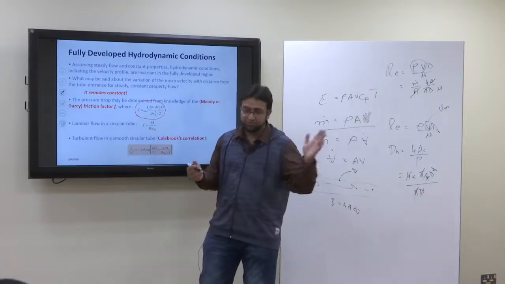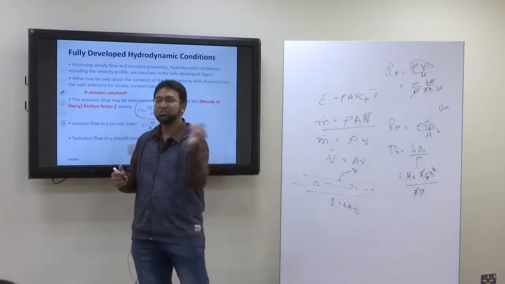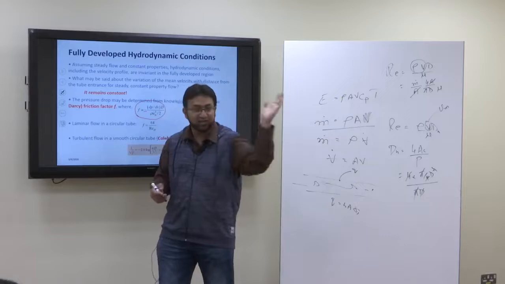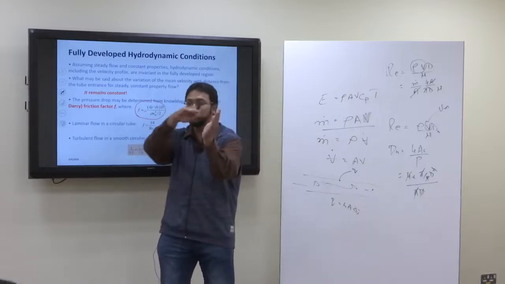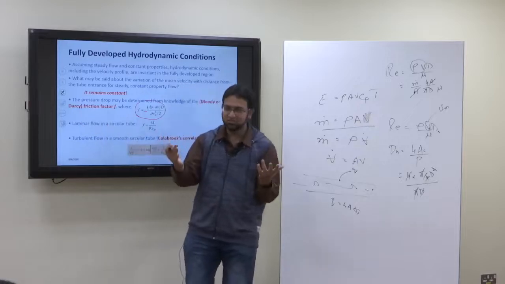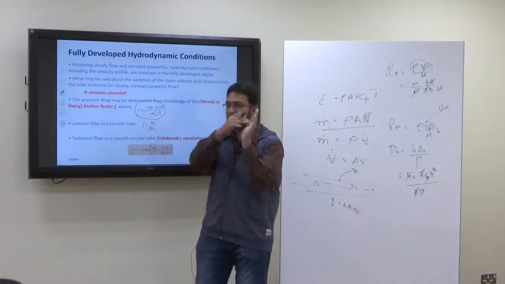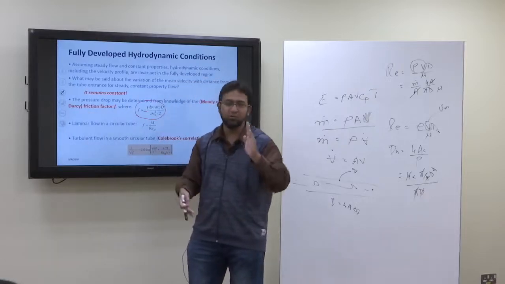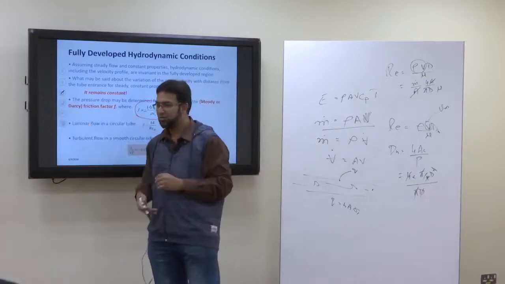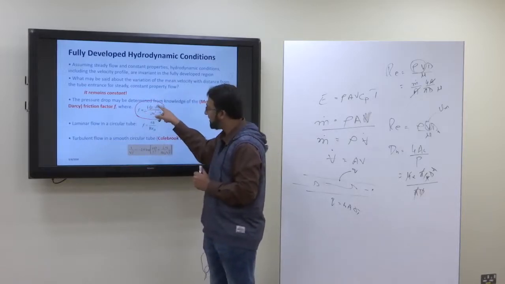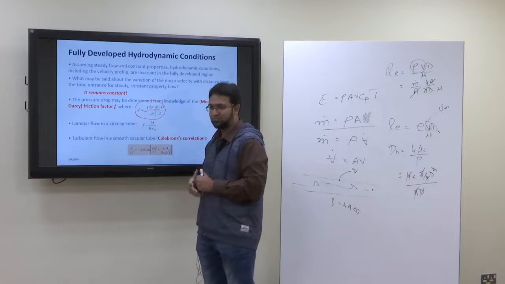Because if the flow has to occur, the pressure must drop in that direction. If the heat has to flow, the temperature must drop in that direction. Right? This is the same concept. So fluid always flows from high pressure to low pressure. That's why dp by dx itself will be negative. So negative multiplied by negative will become positive.